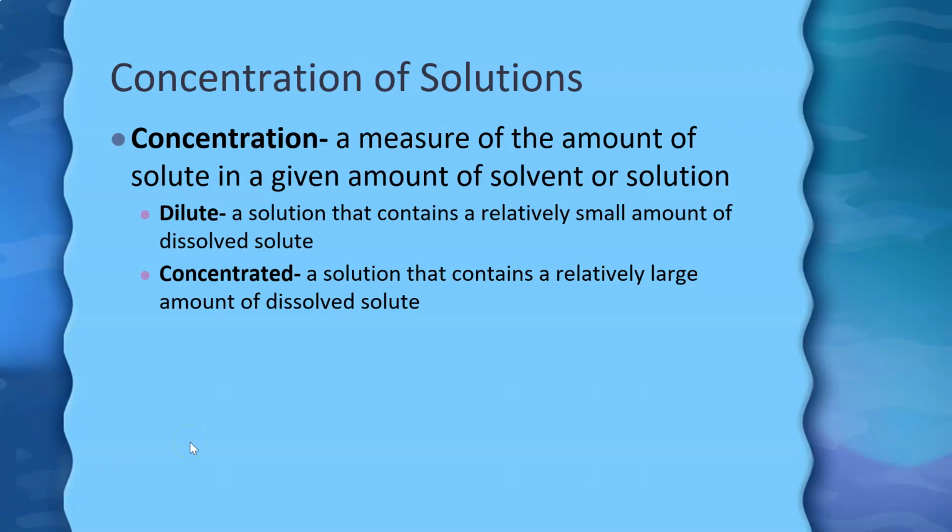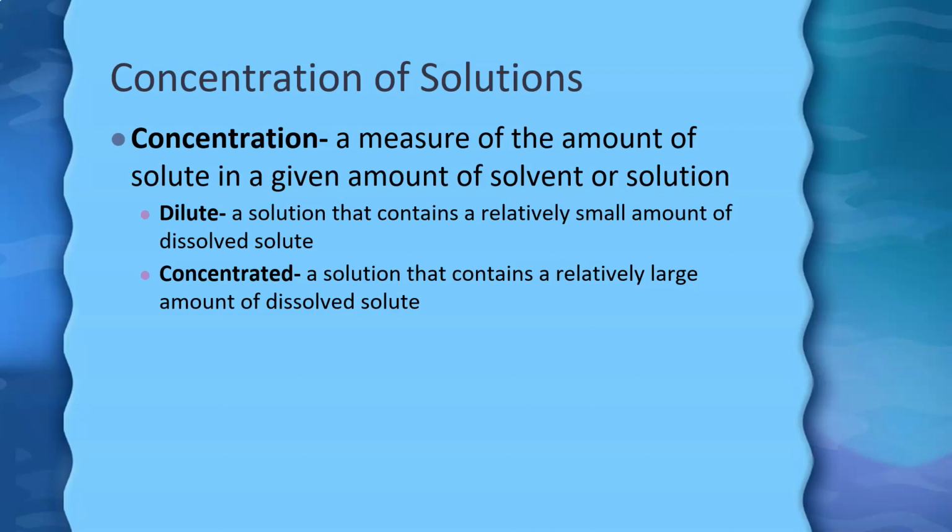The problem with dilute and concentrated is that that's very relative. Who's going to say what relatively small is? Is that 1 mole per liter? Is that half a mole per liter? Is that 1 part per million? Is that 1,000 parts per million? There are a lot of different ways of measuring concentration, and so using a very relative term like that is not super helpful.